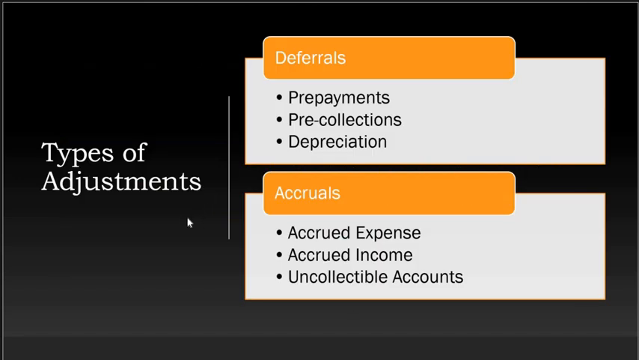Okay, so let us now proceed to the types of adjustments. There are two major types of adjustments. One is deferrals, the other one is accruals. Under deferral, meron tayong three possible kinds of deferral. One is prepayment, which refers to mga prepaid expenses. Next is pre-collection, yung mga advance collection, for example, advance payment by the customer to the entity. And then depreciation. For the accruals, it could be accrued expense, accrued income, or the accrual of uncollectible accounts. So these are the types of adjustments, and we will be discussing this one by one.